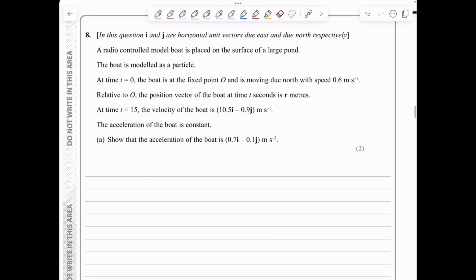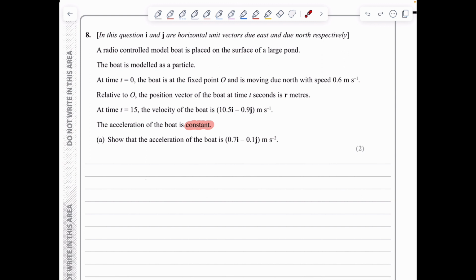In question 8, we've got a radio control boat placed on the surface of a pond. We're modeling this as a particle. Initially, it's moving due north with a speed of 0.6 meters per second, and the position vector at time t seconds is given by r meters. We are also told that when t is 15, the velocity is 10.5i minus 0.9j, and if the acceleration of the boat is constant, we need to show that this is 0.7i minus 0.1j meters per square second. Obviously, the keyword here is that the acceleration is constant, and therefore I can use the SUVAT equations.